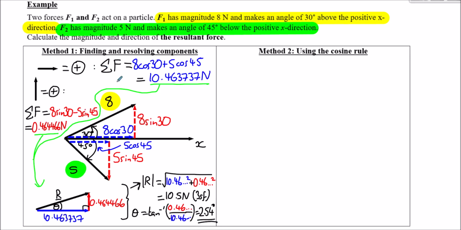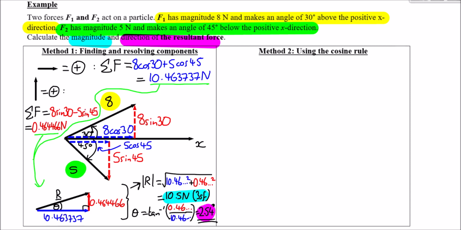So magnitude, 10.5 newtons force, and the direction of the resultant force is 2.54 degrees. Now, we can work out this using the cosine rule, and like I say, you might have thought this looks fairly ugly anyway, but the cosine rule isn't much better, if at all.